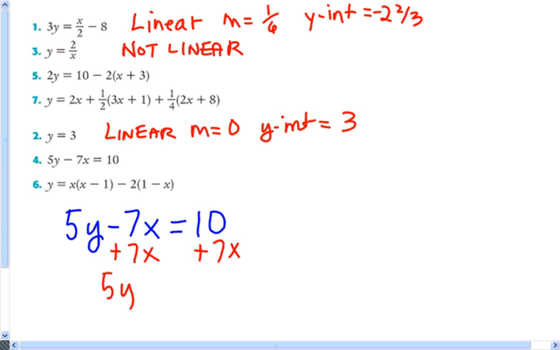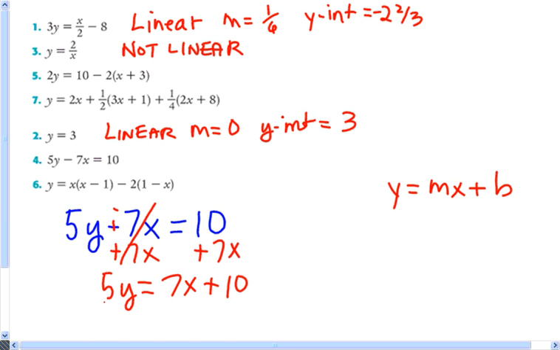When we do that, we end up with 5y. Negative 7x plus 7x is 0. When you add things that are opposites, you get 0. And then 10 plus 7x. They're not like terms, so all we can do is write the expression. We can either write 10 plus 7x here, or I'm going to switch those around. Addition is commutative. We can switch it around. So 7x plus 10 is okay also. And I want to do that so that it's closer to this form that I'm looking for.